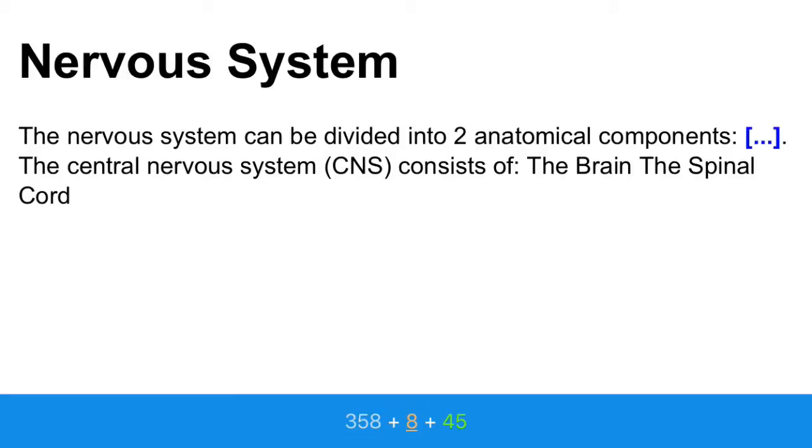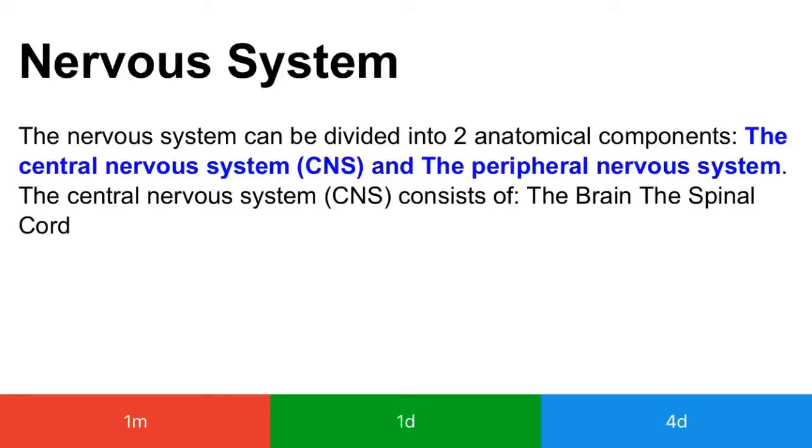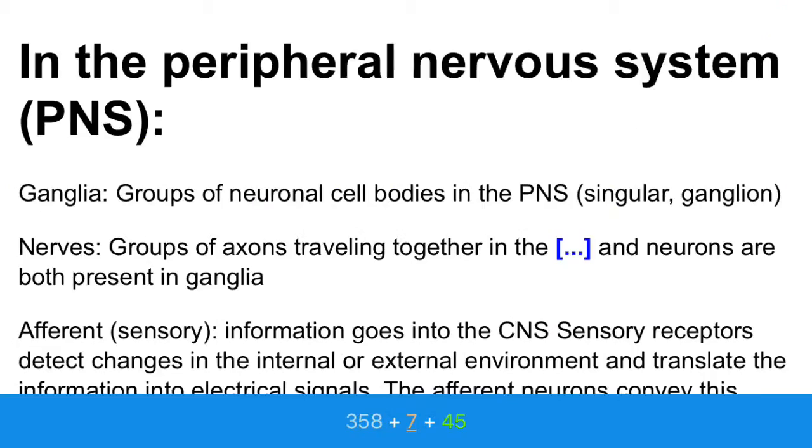Nervous system. Divided into two anatomical components. CNS, PNS, right?